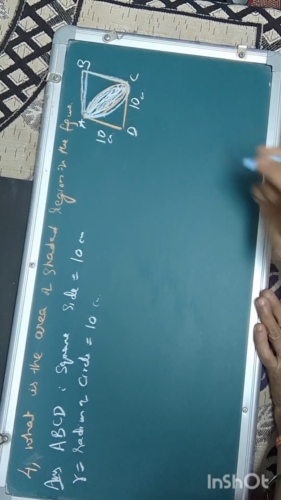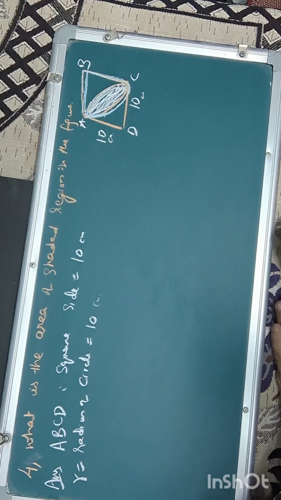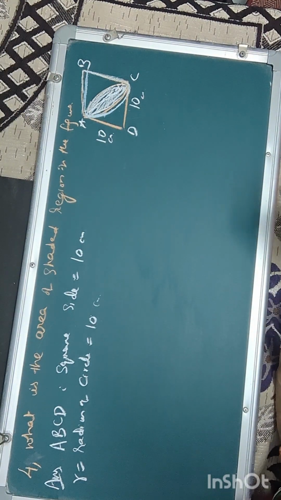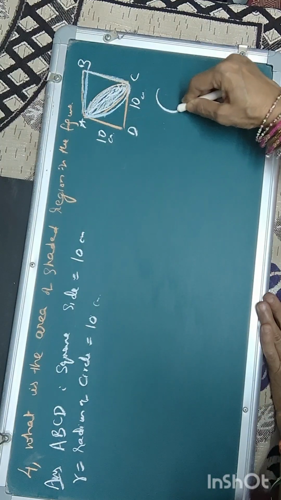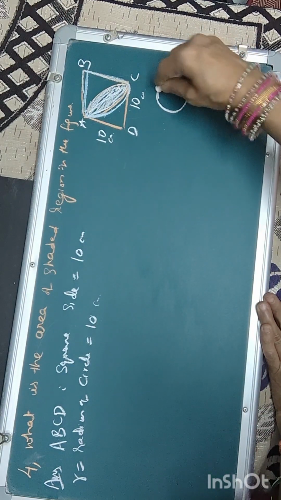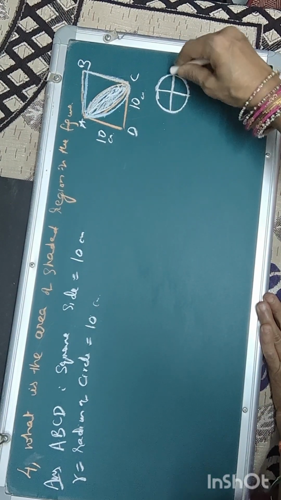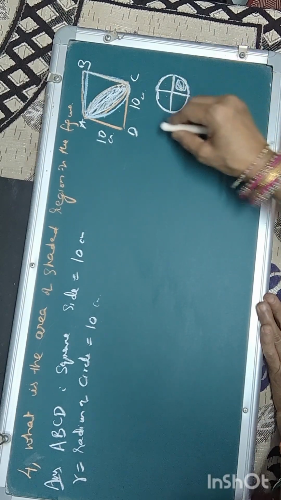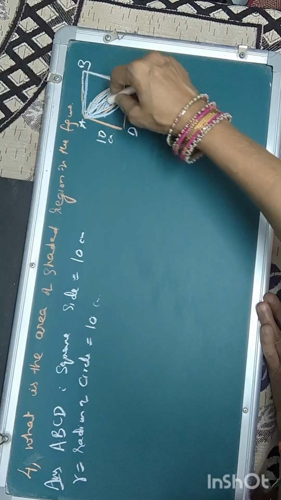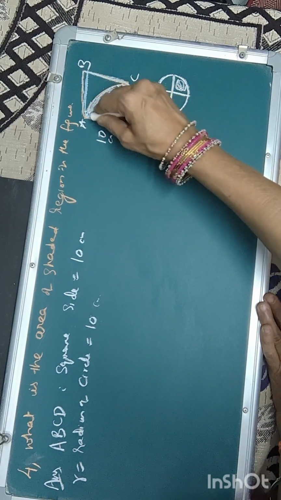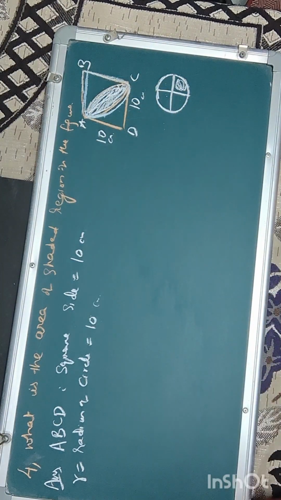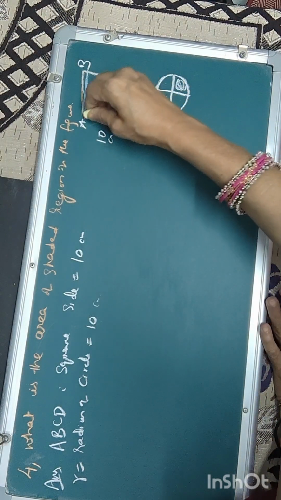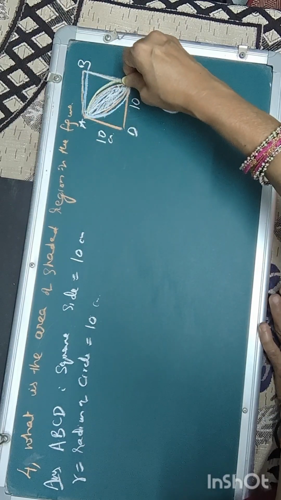This is one quadrant. Quadrant means 1/4 of the circle. If this circle is there, so if we divide it into 4 parts, this part is called 1/4 part. This is 1/4. This is 1/4. So 1/4 part of the quadrant is this one, and again 1/4 is this one.